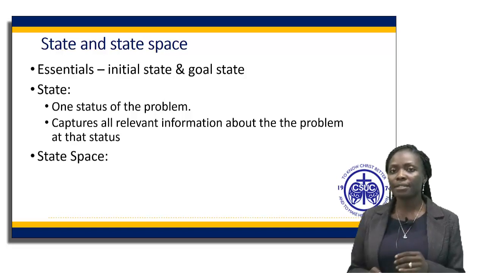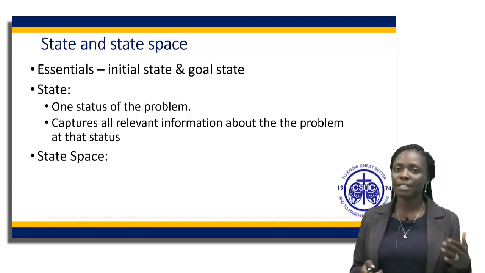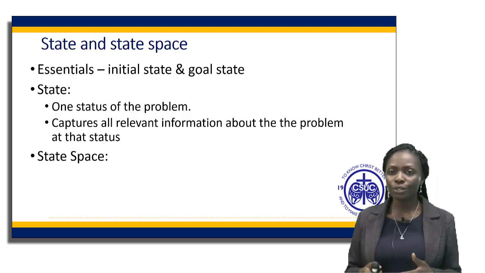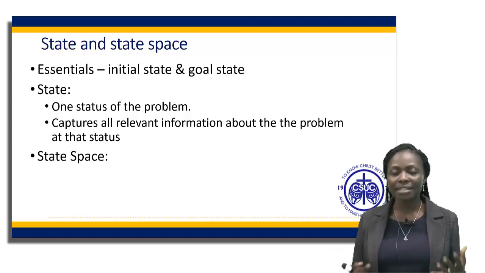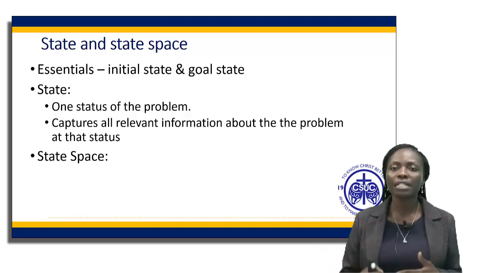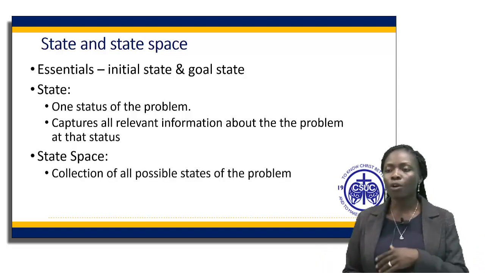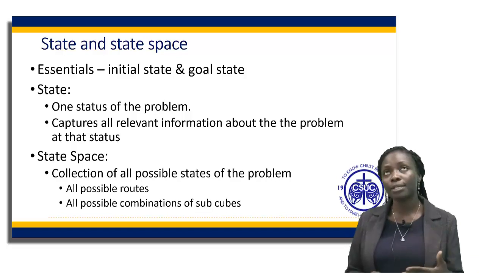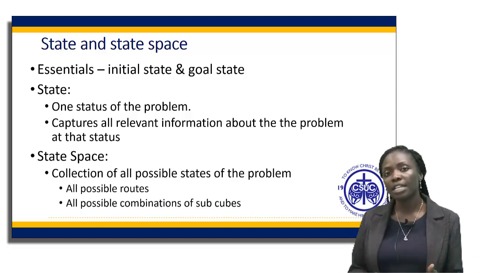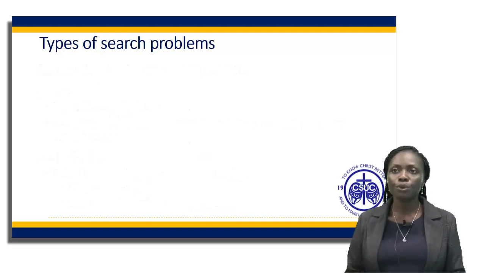A state space, on the other hand, is going to embody all the possible states that we can have in solving that one problem. It's a collection of all the possible states. It includes all possible routes, and it includes all possible combinations of subcubes and moves.